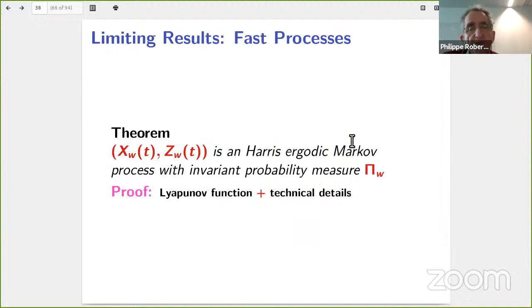A quite simple theorem just tells you that there is an invariant probability measure pi W. It's done with the standard technique of Lyapunov. It's annoying because you have a continuous state space, so you have to worry about some technical conditions. But basically, this is a simple result. It just tells you that for a fixed W, my XW and ZW have equilibrium pi W, and that's all.